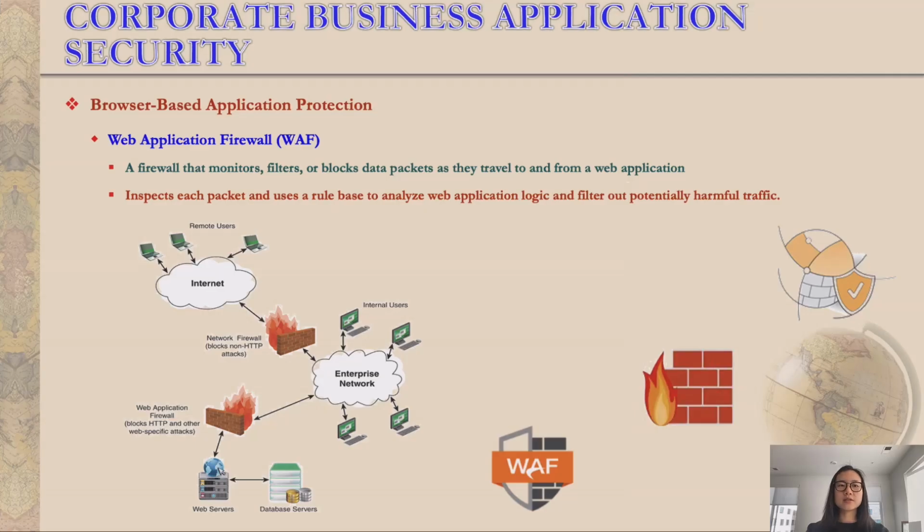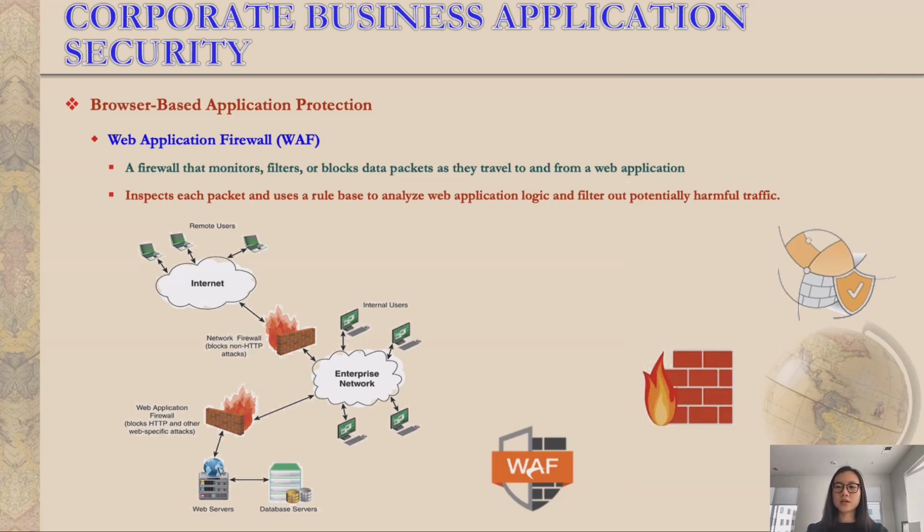In the second part of this lecture, we're going to continue our discussion on Web Application Firewall, which is a firewall that monitors, filters, and blocks data packets as they travel to and from a web application. Running as a network appliance, server plugin, or cloud service, a web application firewall inspects each packet and uses a rule-based approach to analyze the web application logic and filter out potentially harmful traffic.